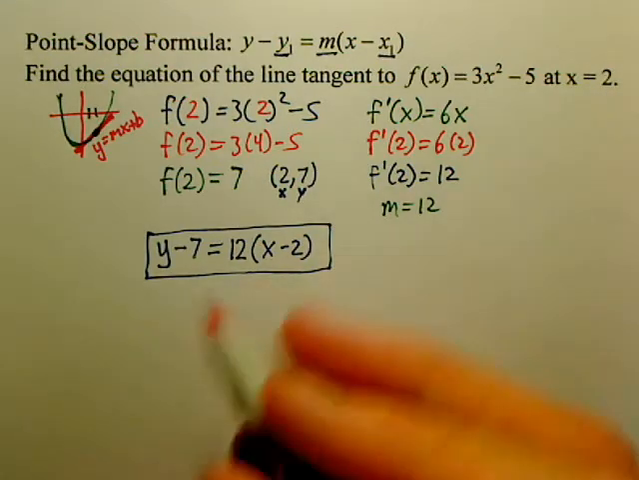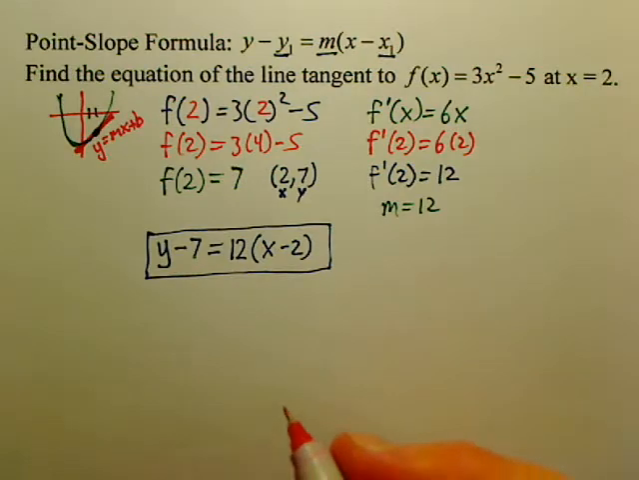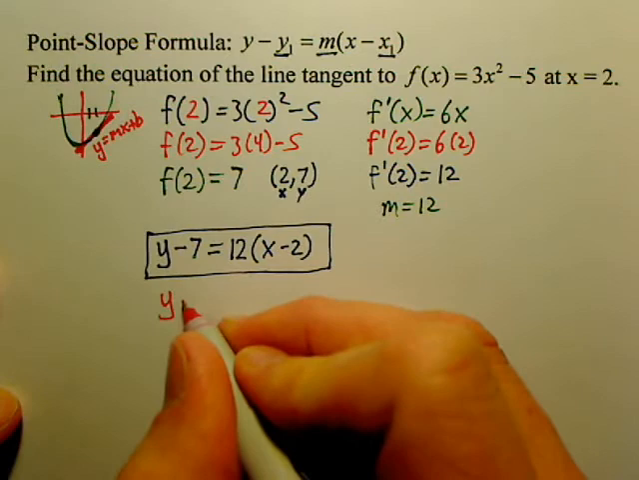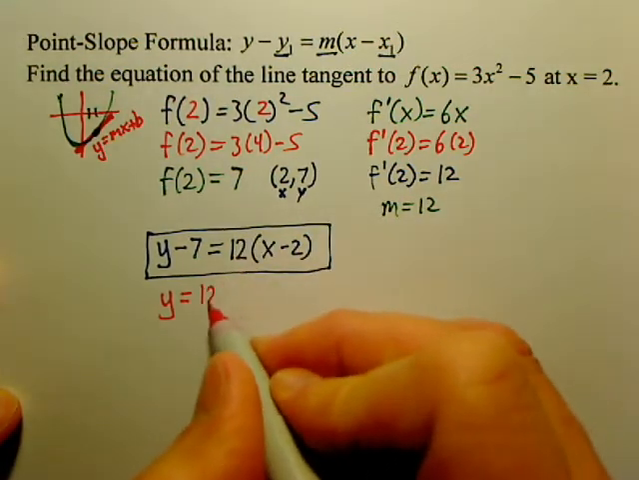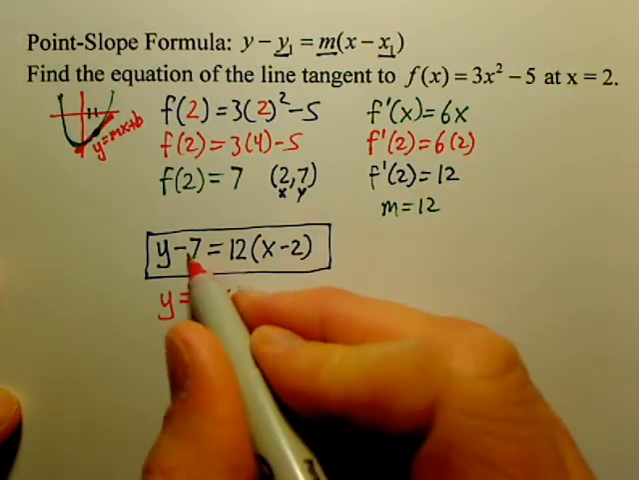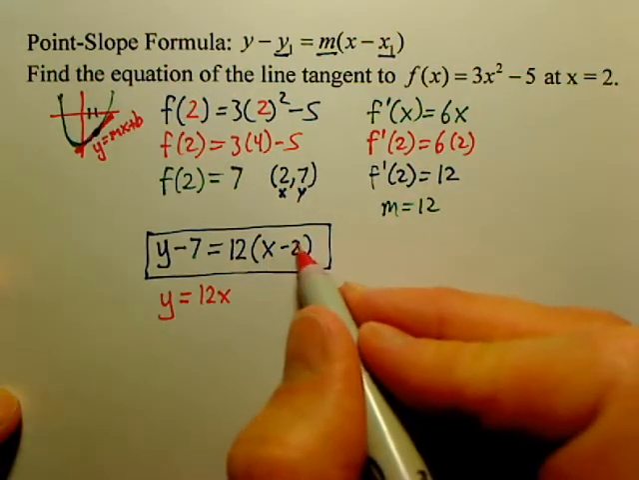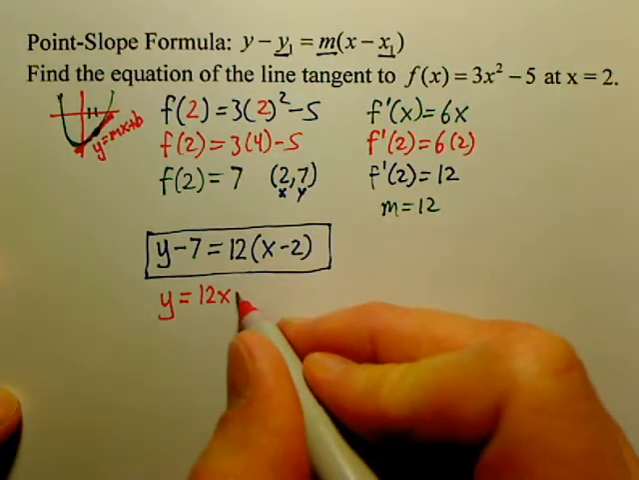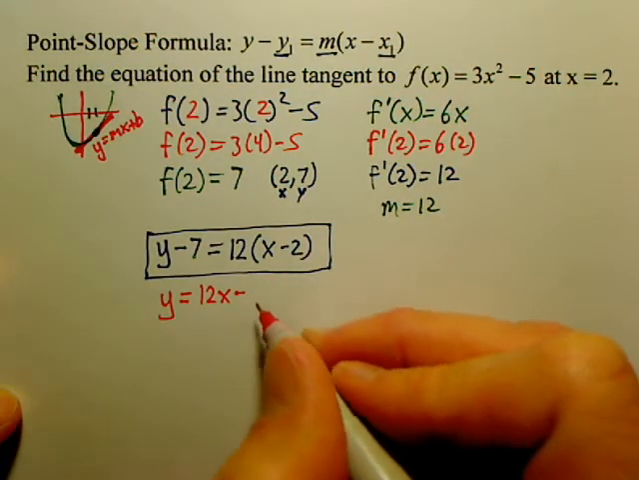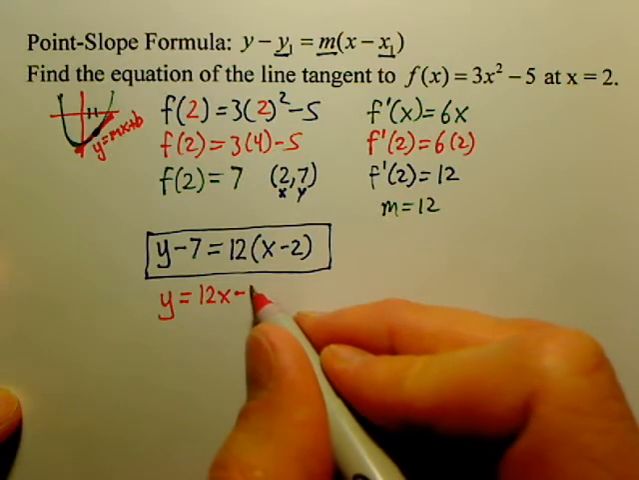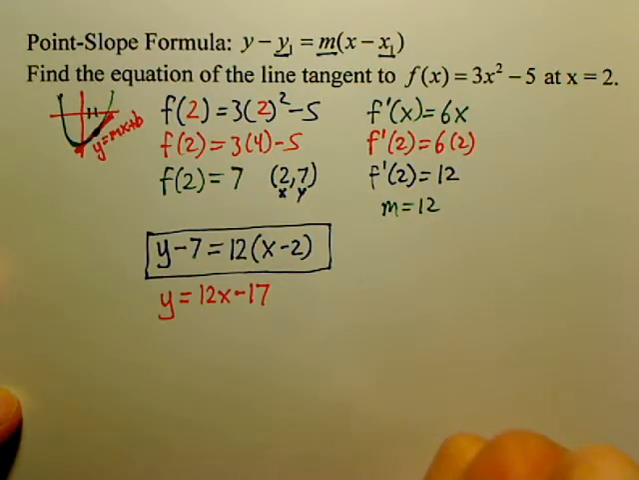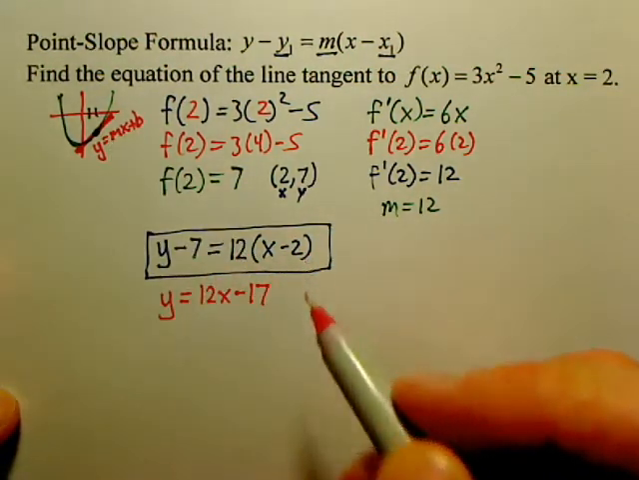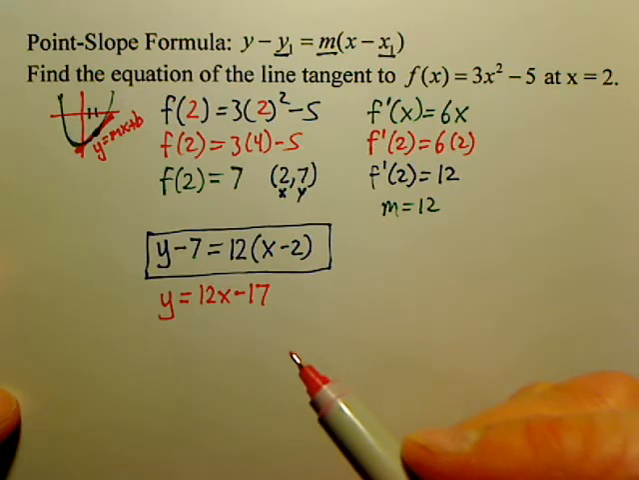You could rewrite this in slope intercept form if we distribute the 12. It's going to be 12x, distribute this to be negative 24, add the 7 over. So when you add the 7 over, what would that be? It would be negative 17. That would be the equation in slope intercept form. This is the equation in point slope form.